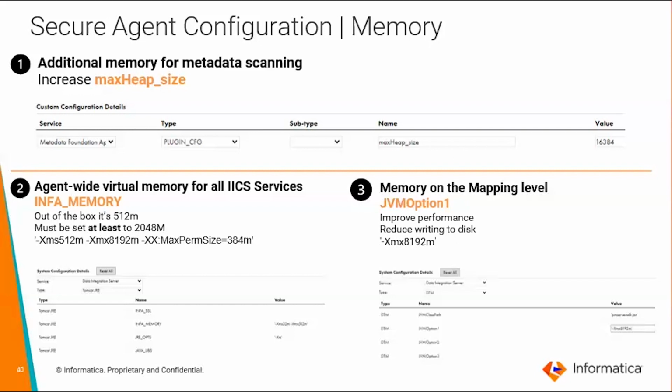Finally, there's the JVM custom property, and that's at the session level, and it creates memory on the mapping task level. You may see errors like Java heap space, or memory shortage, and that's displayed in a session log or activity log when running a task. In other words, during profiling or data quality tasks, CDI tasks. So that's where you would increase the memory for that.